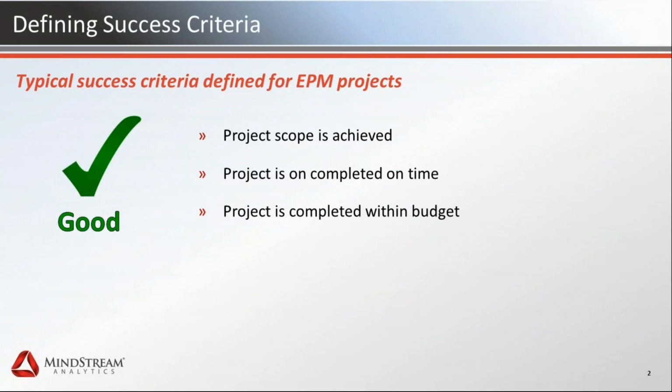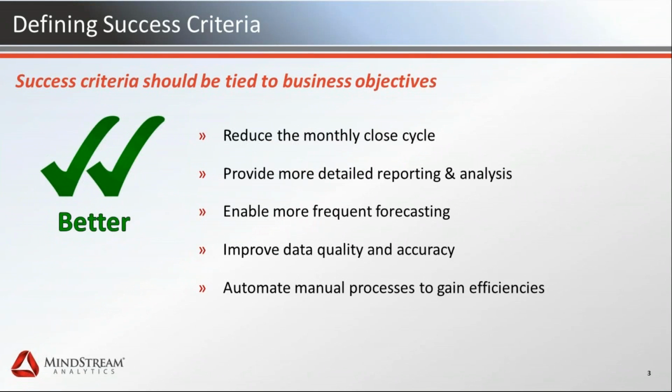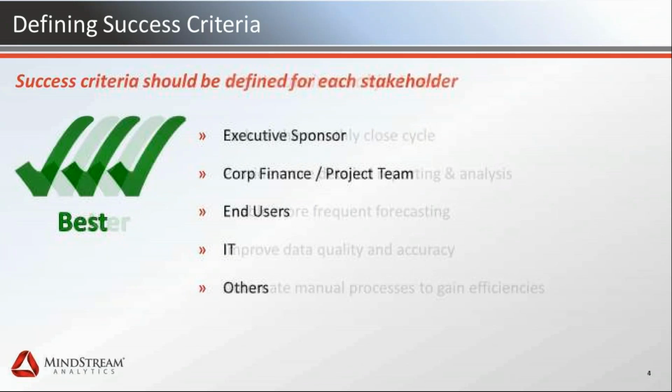A lot of people focus their success criteria on project-related items, such as on time, on budget, achieving proper scope, and these are certainly good. Better, though, is if your success criteria are tied to business objectives. Things like reducing your monthly close cycle, being able to forecast more frequently or in greater levels of detail. These are areas where you're really starting to show more value.